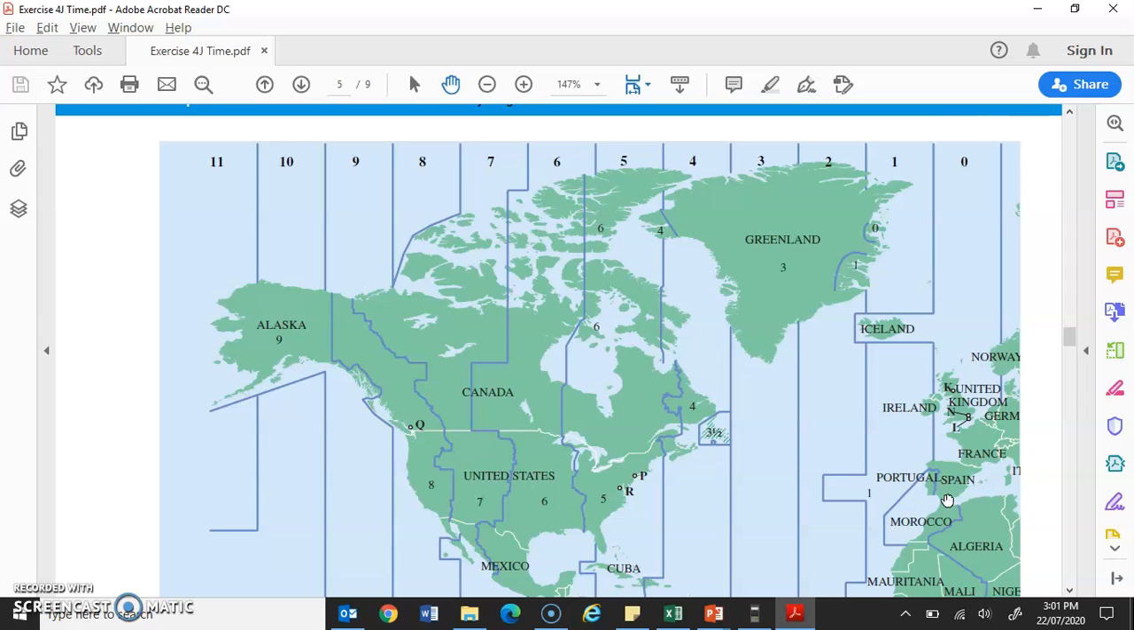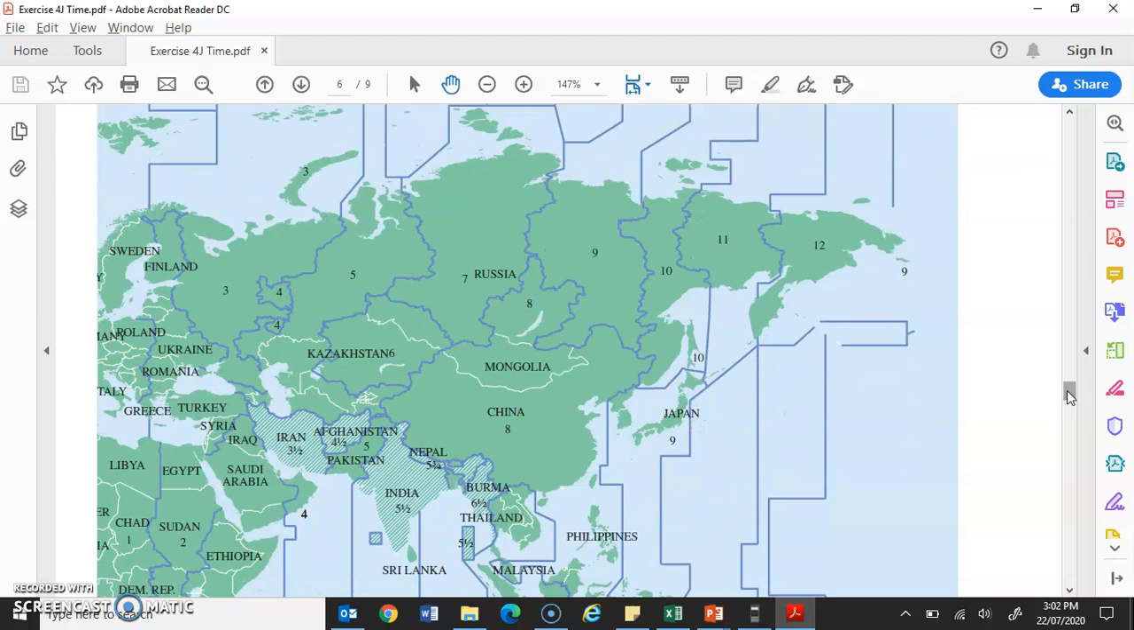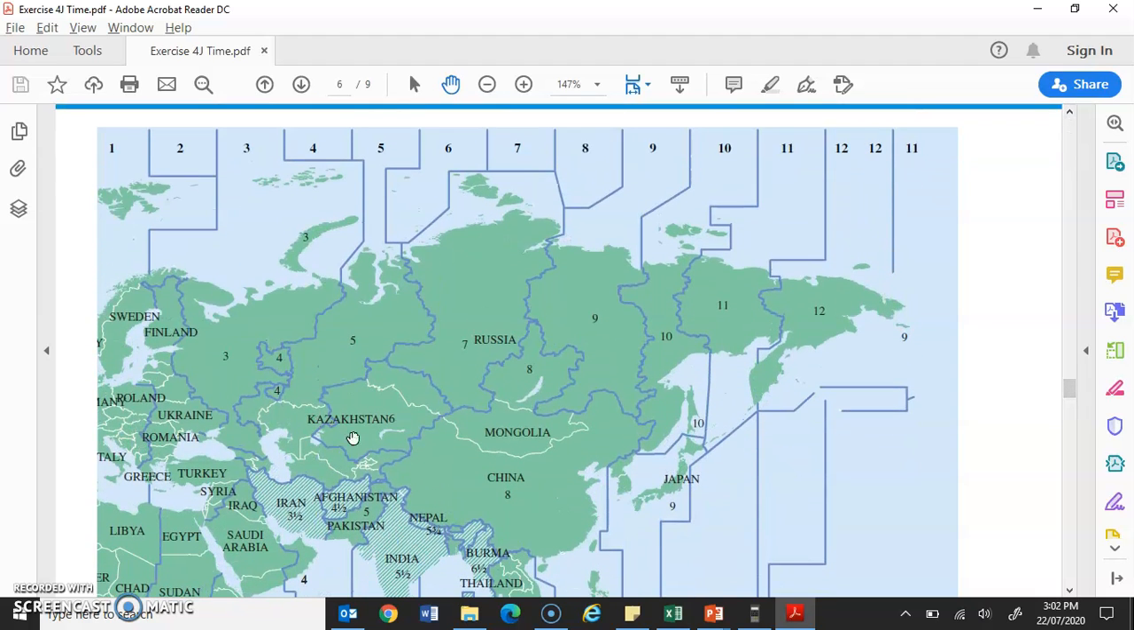So you can see here the United Kingdom. You can see the number 0 at the top here. So that means that the United Kingdom uses UTC, okay? And Kazakhstan, you find it on page 257. So Kazakhstan is right here, and you can see that there's a number 6 in there. So that means that Kazakhstan is 6 hours ahead. The reason why it's ahead is because it is to the east of the UK.